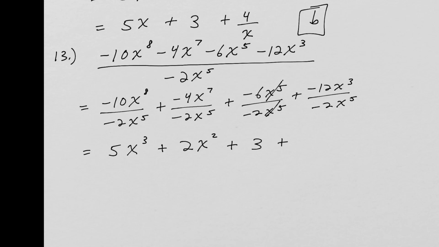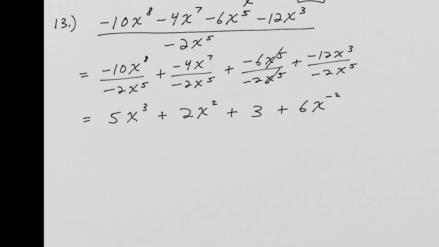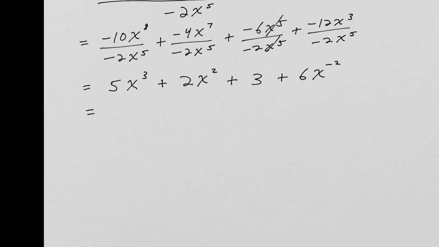And then plus negative 12 over negative 2 is positive 6. And then x cubed over x to the fifth is x to the negative 2. Remember, 3 minus 5 is negative 2. And if you want to rewrite this so that there's no negative exponents, these terms are all fine, except the last term here I'd have to write as 6 over x squared, right? I'd move the x variable to the denominator, and it changes the sign of the exponent. So it'd be 6 over x squared. So it looks like, in this case, A is the correct answer.